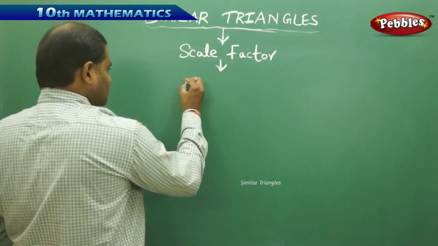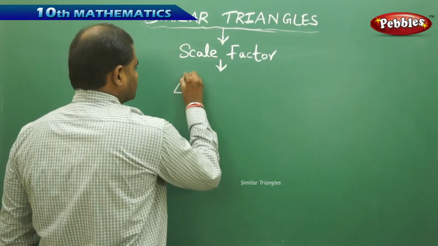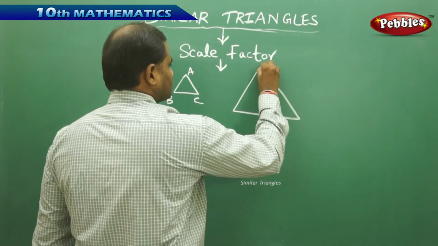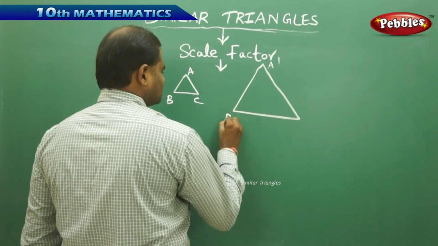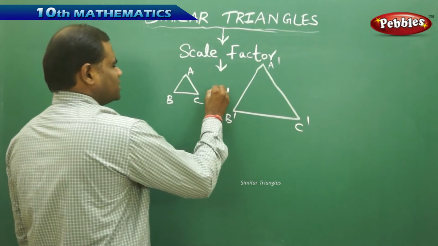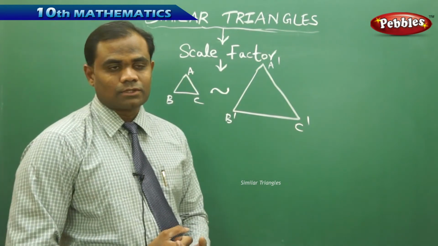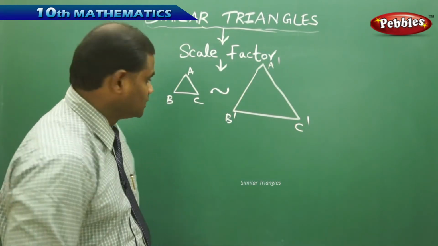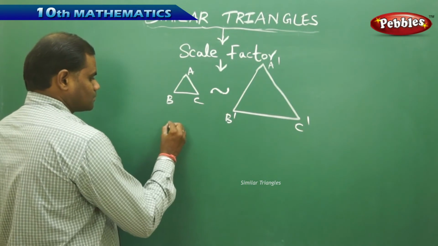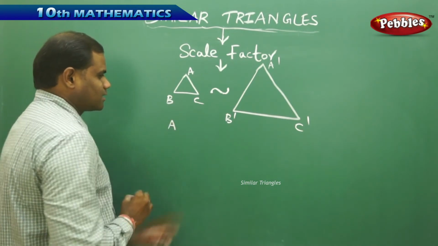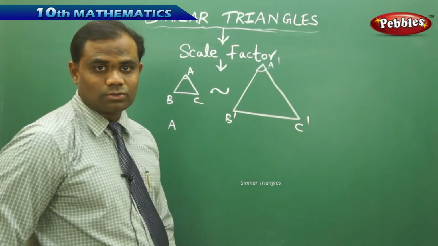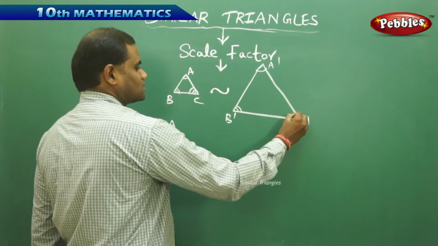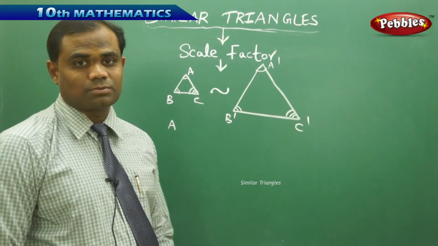So let's consider two triangles ABC and A dash, B dash, C dash assumed to be similar to each other. So in this case, triangle ABC is similar to triangle A dash B dash C dash. As we have seen, corresponding angles are equal for two similar triangles: this equal to this, this equal to this, and finally this equal to this. Therefore, the corresponding angles are equal.